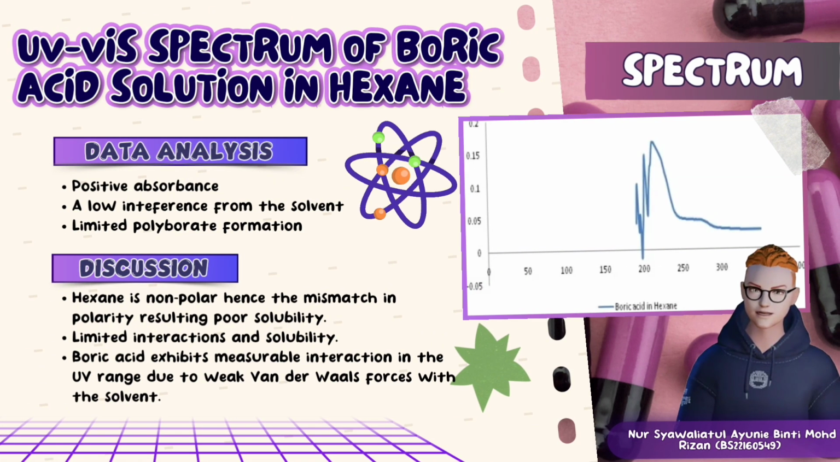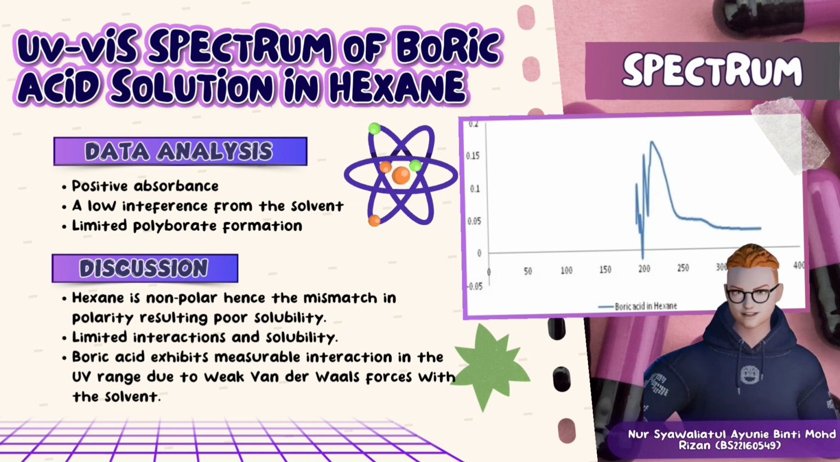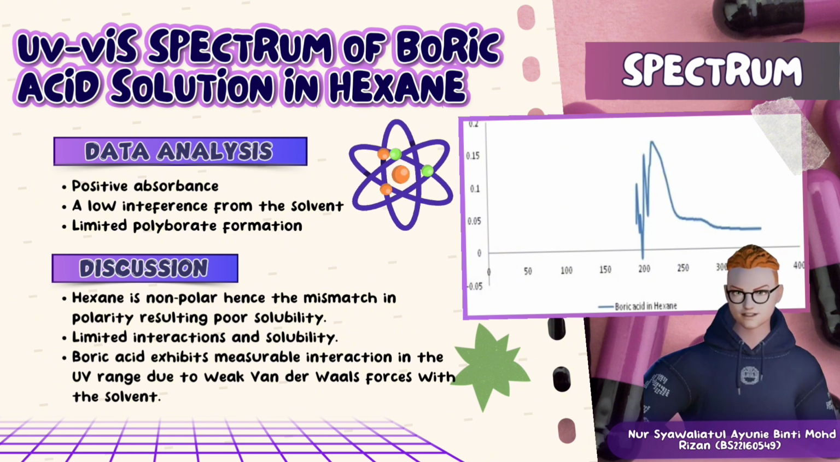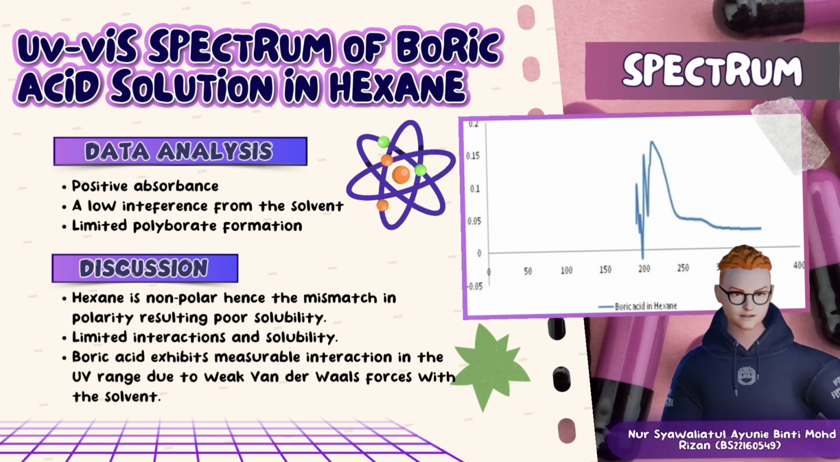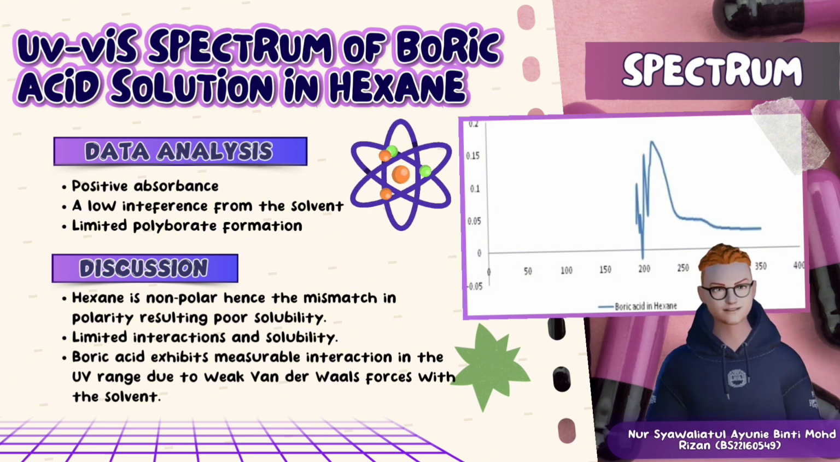The spectrum has positive absorbance values, indicating that boric acid effectively absorbs UV light in hexane. Hexane, being a nonpolar solvent, introduces minimal interference in the UV-vis spectrum, making the measurements cleaner and more reliable. Due to the low solubility of boric acid in hexane, there is minimal formation of polyborates, which helps maintain a simple and interpretable spectrum.